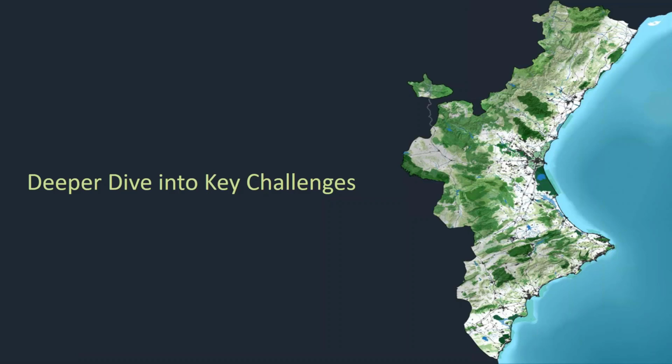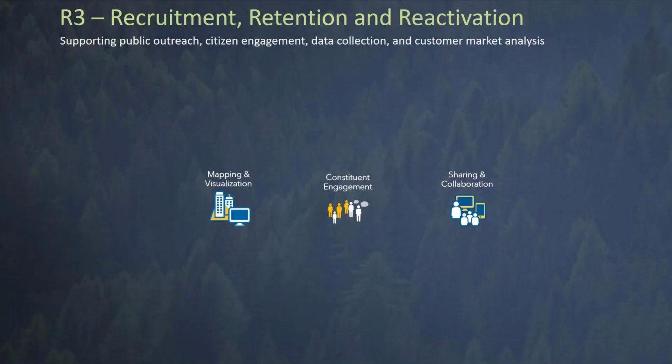Okay, so now that we've set some context, let's take a deeper dive into some of the key challenges in fish and wildlife. As I mentioned earlier, R3 is a critical challenge, and there are many ways that GIS can support these efforts. Often R3 comes down to questions of where. So when you step back and think about it, where can I hunt, fish, or boat? Where are current licensees coming from, or conversely not coming from? Where are potential markets or areas of growth, and so on.